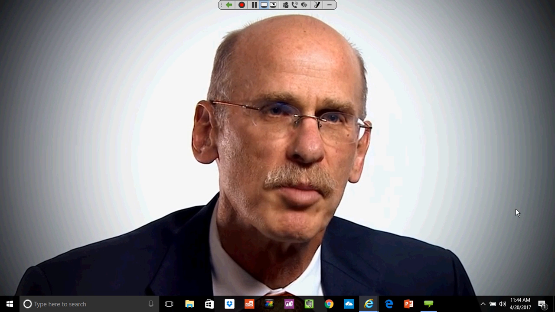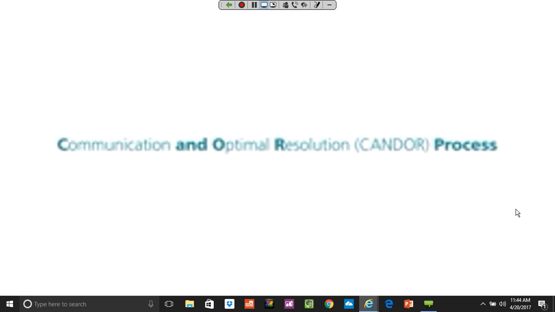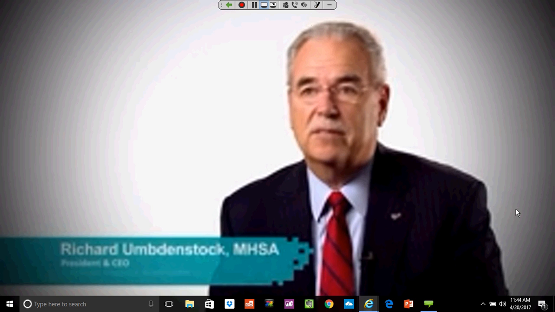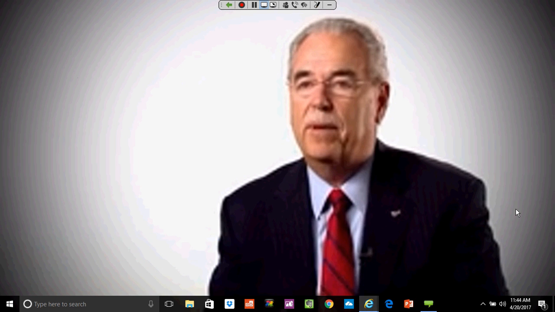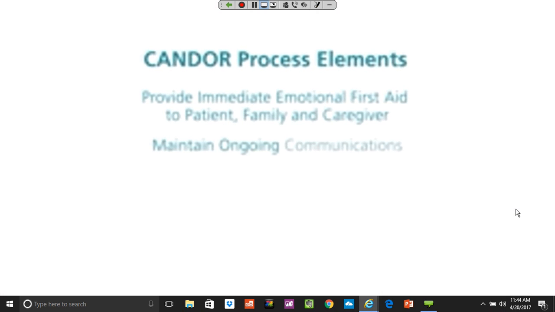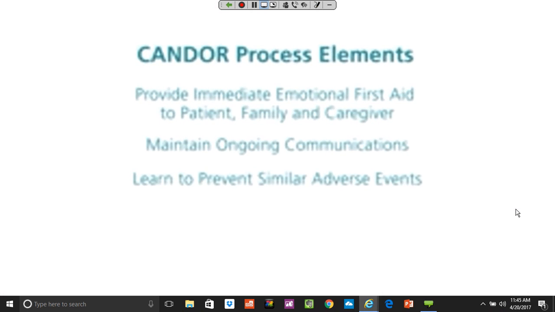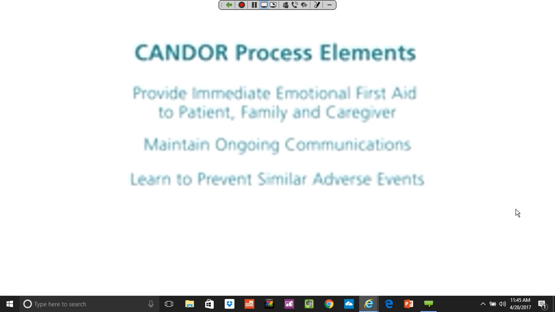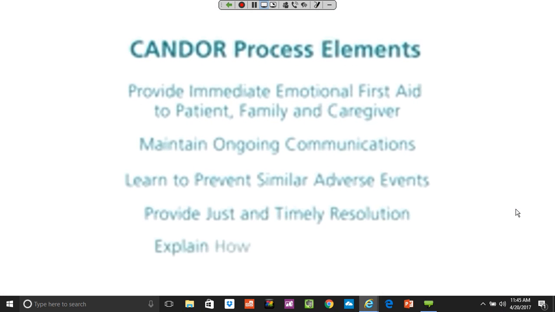Communication and optimal resolution process, or CANDOR. The CANDOR process is a simple plan, and hospitals should have it ready to go whenever a patient is harmed during a stay. First, provide emotional first aid immediately to the patient, the family, and the caregiver, and maintain communications with them as your understanding of the cause of that harm grows. Learn to prevent similar events from happening in the future. And finally, make things right with the patient and explain what you're doing to ensure that care will be safer for future patients as a result of this experience.